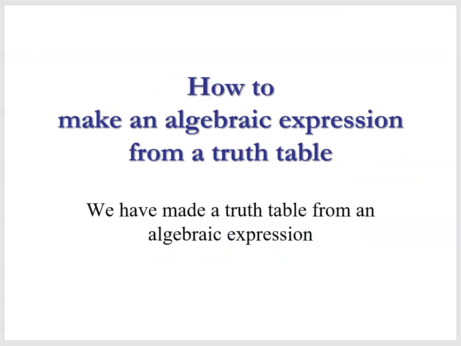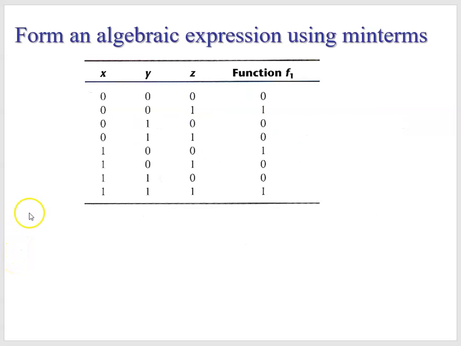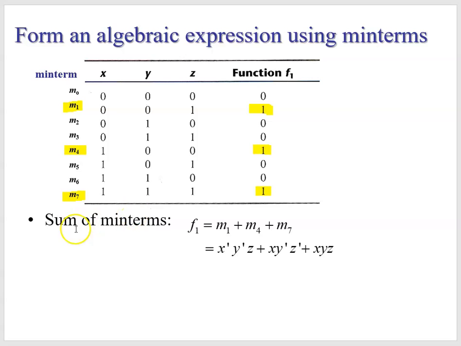So what we can do is we can very easily make an algebraic expression from a truth table when we're using the min terms or the max terms. So if we want to form an algebraic expression using these min terms, what we do is wherever the function is equal to a 1, we sum those min terms. So F1 then is equal to a 1 at minterm 1, minterm 4, and minterm 7. So we say it's equal to the sum of minterm 1, minterm 4, and minterm 7.